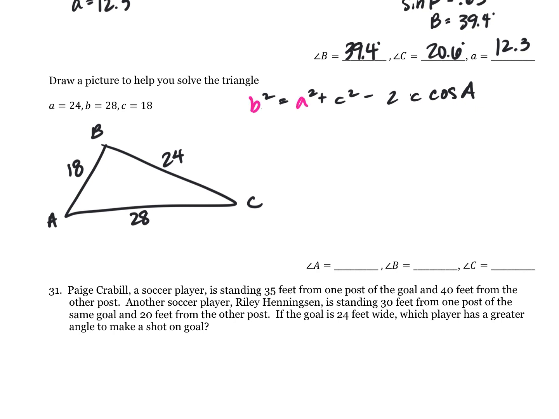B squared equals A squared and cosine of B. All right. We know what B is, right? Biscuit's 28. Biscuit, what is your number?